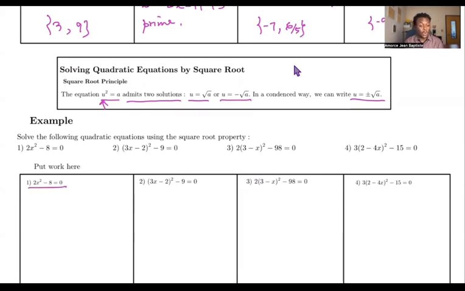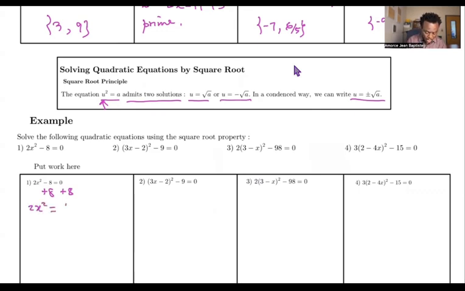So I'm looking at this equation. The only term that has the variable is the term that has x squared. So I can just isolate the x squared to get u equals a constant. Let's go ahead and isolate the x squared. So basically what I'm saying here is if the quadratic equation has only the x squared term that has the variable, and there's no linear term, you can always solve this equation by the square root property by isolating the square. So let me add 8 on both sides to isolate the x squared term.